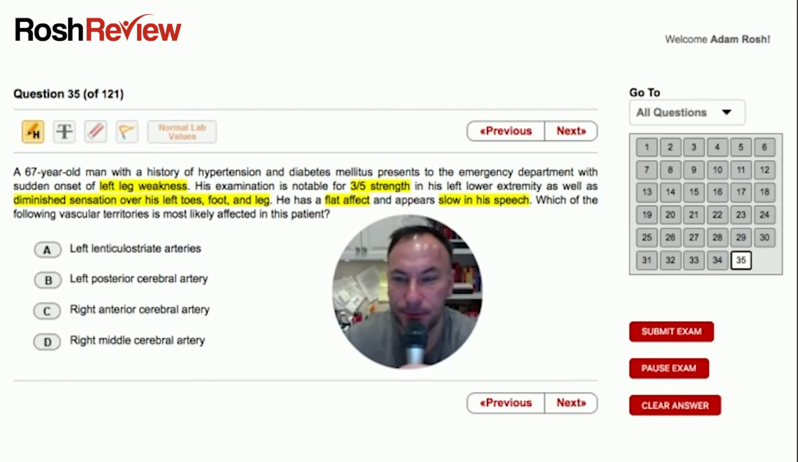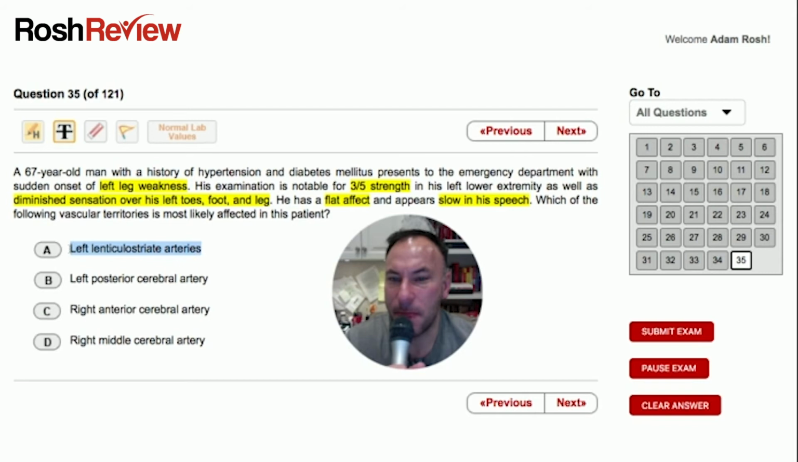So let's start with answer choice A, the left lenticulostriate arteries. Now, these are small arteries off of the middle cerebral artery, and they're small. They cause like these lacunar infarcts that you may have just motor and some sensory deficits. They go into the deep structures of the brain. But in this case, we would be seeing right-sided symptoms. And in our vignette, we're given the left side. So we could, in fact, cross out answer choice A for that reason.